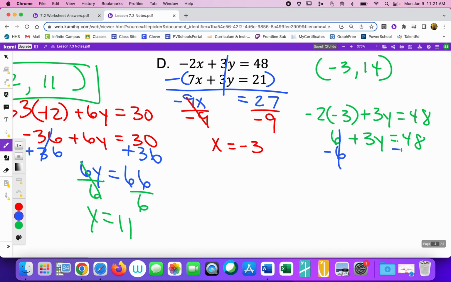Subtract 6 to the other side, which gives you 3y equals 42. If you're not good with these, use a calculator. And 42 divided by 3 is 14. For this one, you would have gotten the -21, then change the sign, add it over, you would still get 3y equals 42. So it should not matter. Okay.